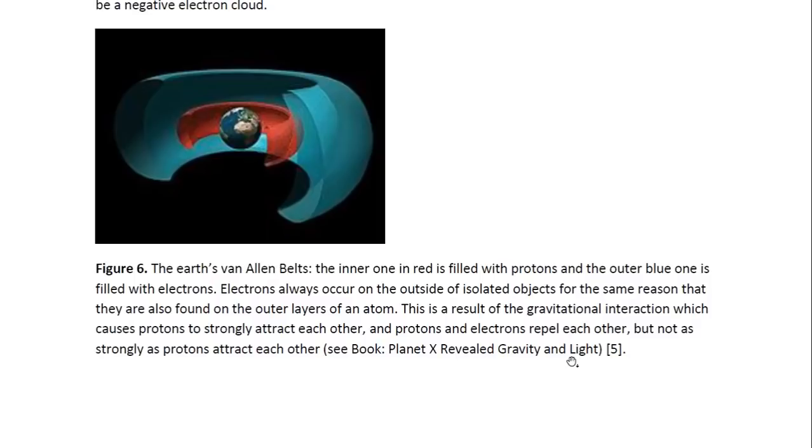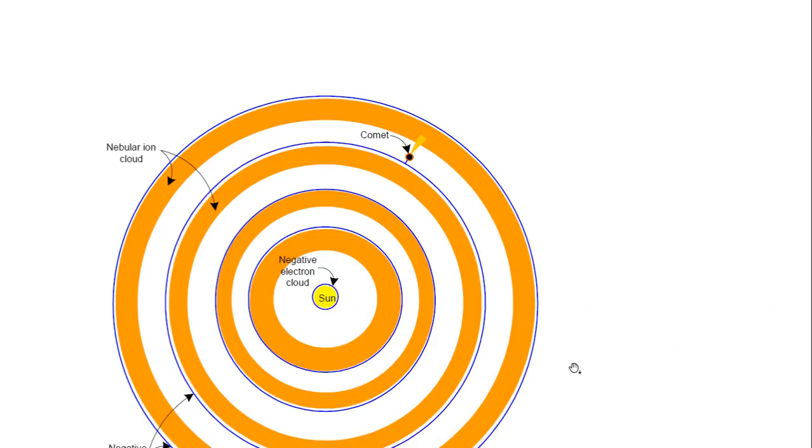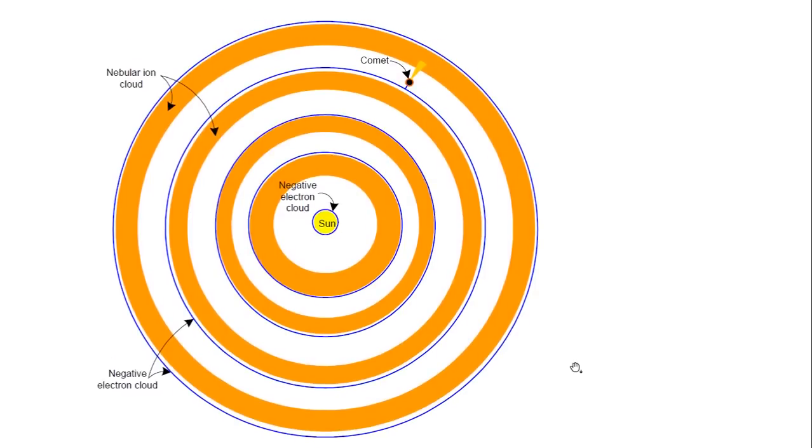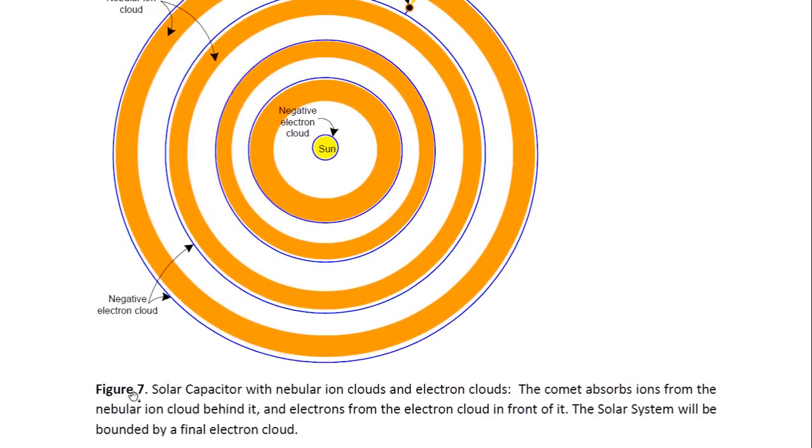I have written many articles on this, but it's just too difficult to explain how it all came about each time I do one of these articles. So this is how I have done the solar capacitor now with nebula ion clouds. These are the orange clouds, and with electron clouds. I'm not sure exactly where they would be. Some may even be inside the ion clouds, but we should have one last cloud.